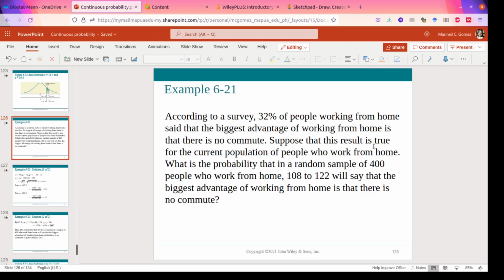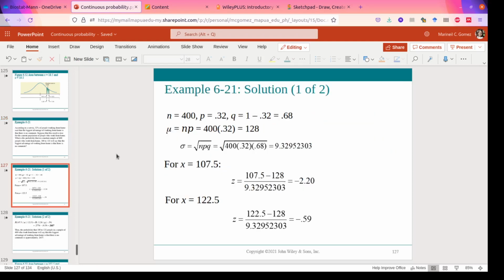So you have your 400 people, and an interval of 108 to 122 people will say that no commute is the best advantage out of 400 samples. So it's basically an interval value of 108 to 122. The favorable outcome that you want is that they answer that the biggest advantage is no commute. So 32% is the probability for that. The P is 0.32, which means your Q is 0.68.